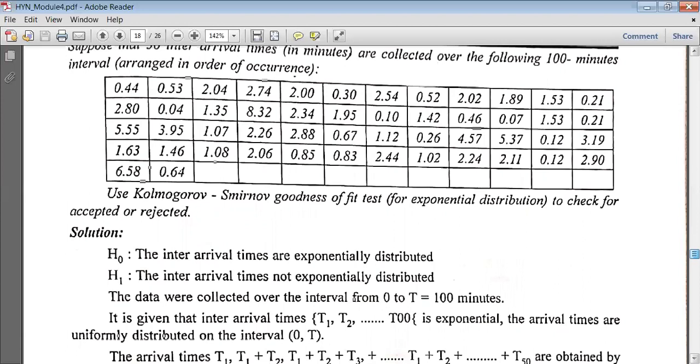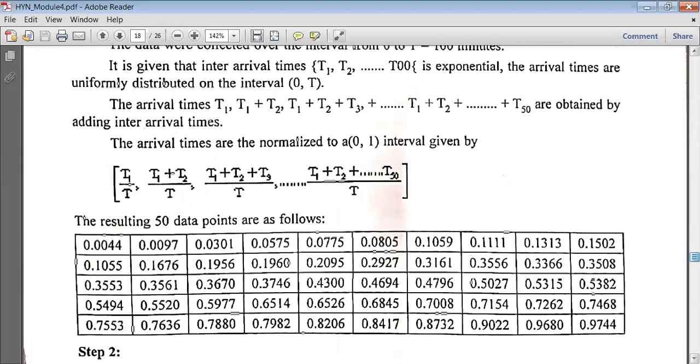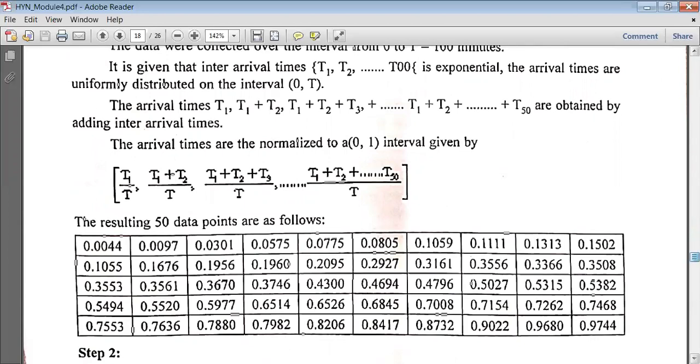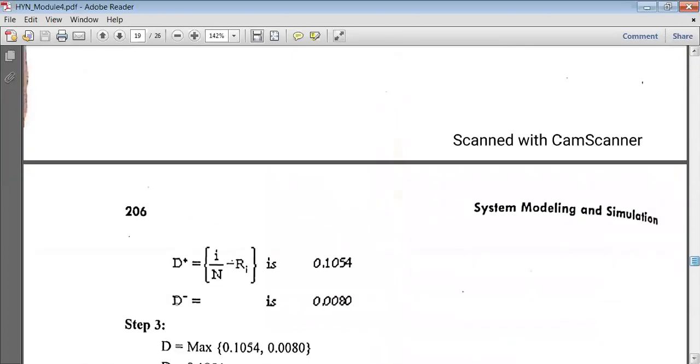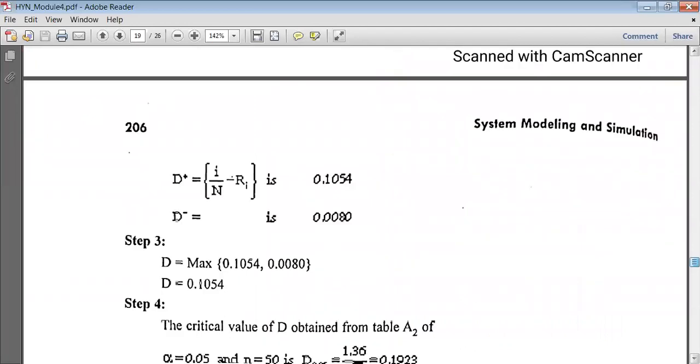To calculate the second arrival time, it will be T1 plus T2 divided by T. So you add the previous interarrival times using this formula and divide by T. The first step is to do this and get all the values. Once you get all 50 values, you make use of the formulas for D plus and D minus. The formula for D plus is i by N minus Ri, and the formula for D minus is Ri minus (i minus 1) by N. Whichever is the max value, we write as D plus, and the max value of D minus will be written. Then finally find D.